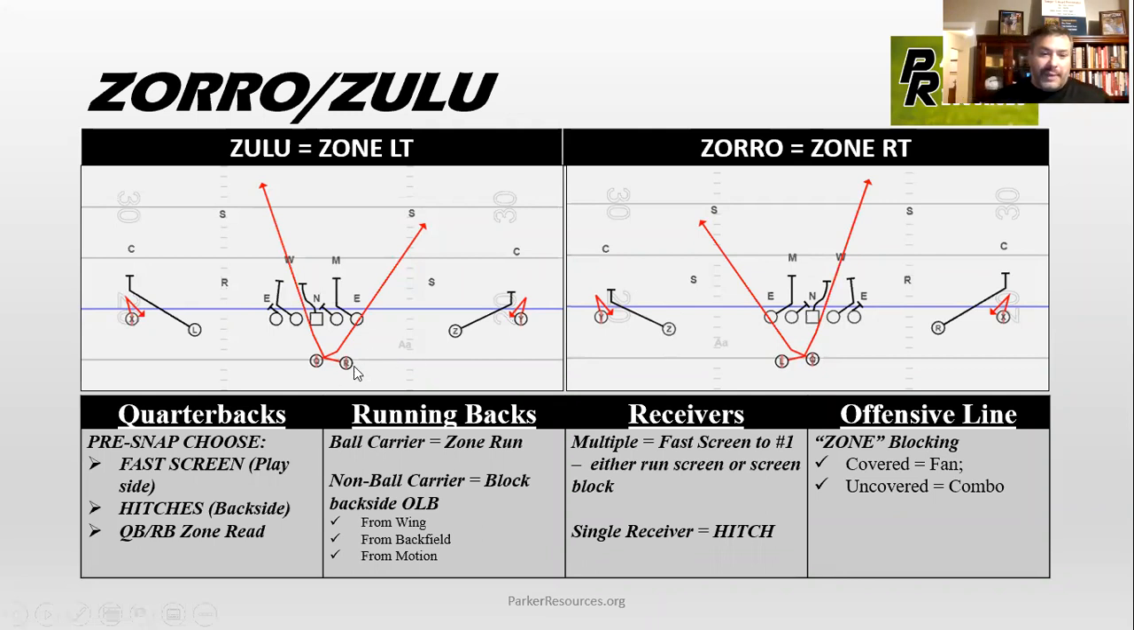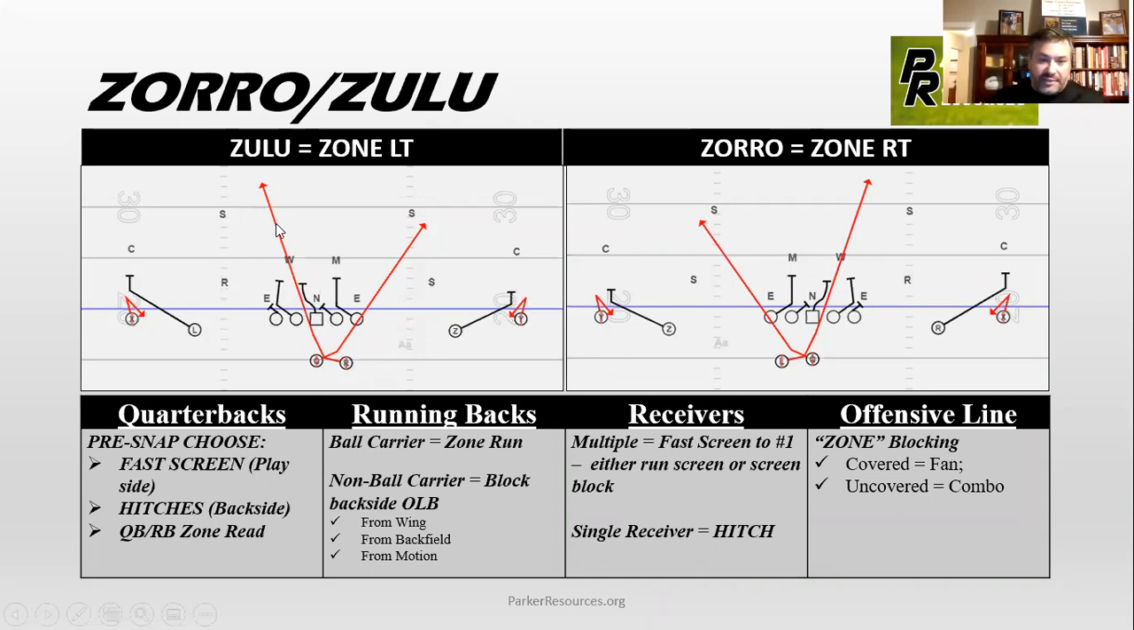So if we bring the back in the backfield, now if there's multiple receivers on the side, we're going to run the screen. If a guy's by himself, they're going to run a hitch. So these guys are not by themselves. They're going to run a screen. These guys are by themselves. They're going to hitch. And that's the base rule. We can talk about some variations in a minute.